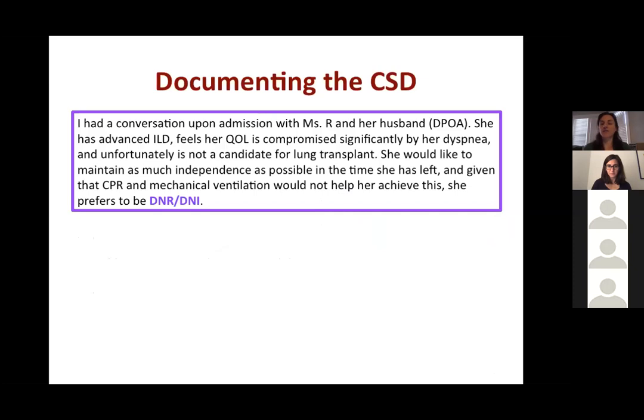I had a conversation on admission with Miss R and her husband, who's her DPOA. She has advanced ILD, feels her quality of life is compromised significantly by her dyspnea, and unfortunately is not a candidate for lung transplant. She would like to maintain as much independence as possible in the time she has left. And given that CPR and mechanical ventilation would not help her achieve this, she prefers to be DNR DNI.